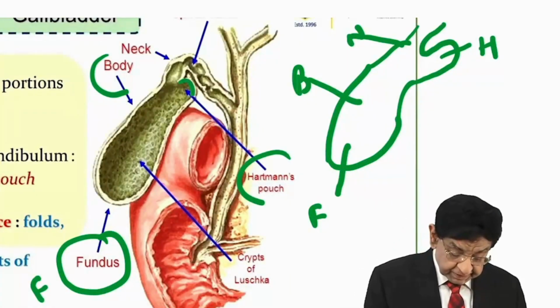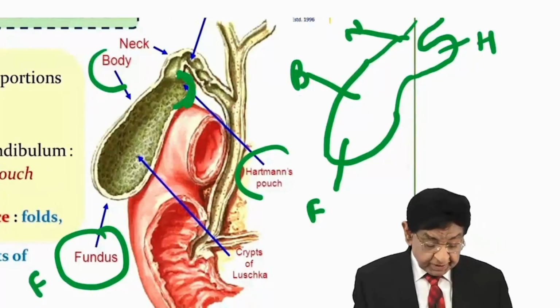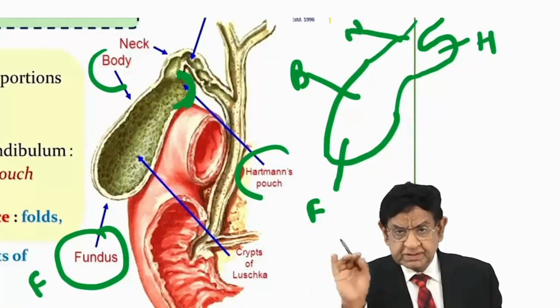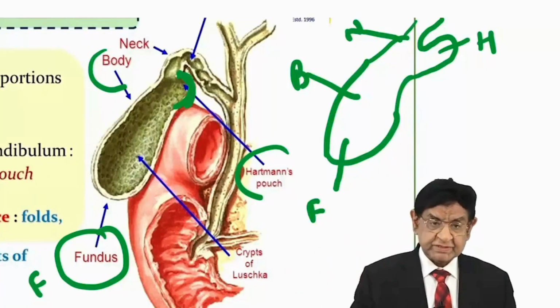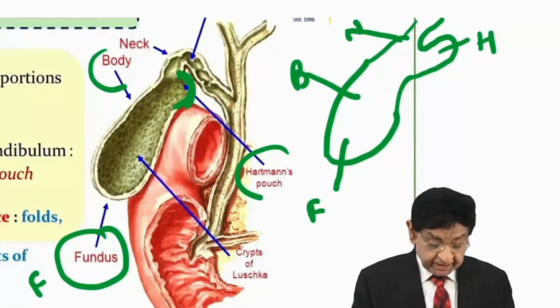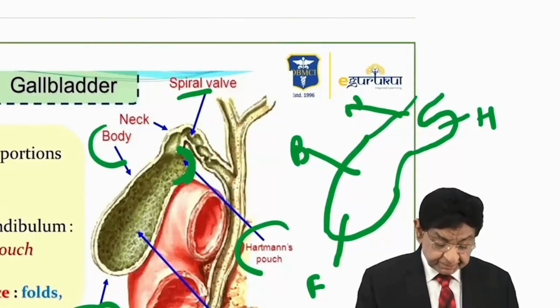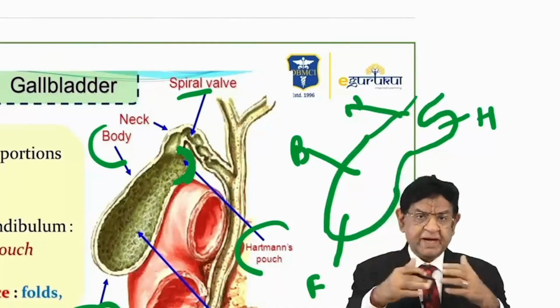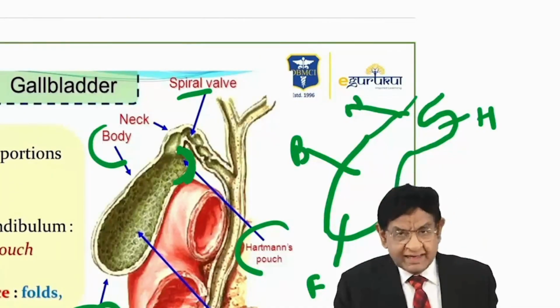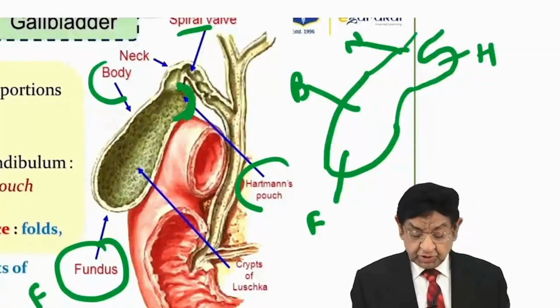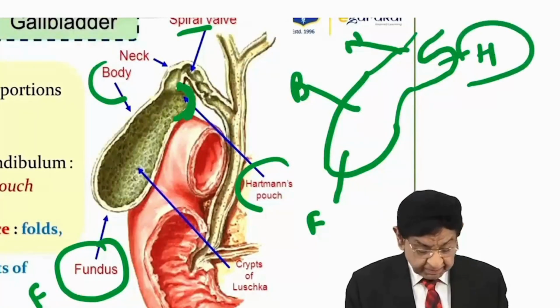So it has a special meaning. It is just a pouch, that's why we call it Hartmann pouch. And finally, here is the spiral valve. The cystic duct has a spiral valve, the lining inside the cystic duct is a type of valve, a spiral type of valve. Okay, so you understood there is something called Hartmann pouch.